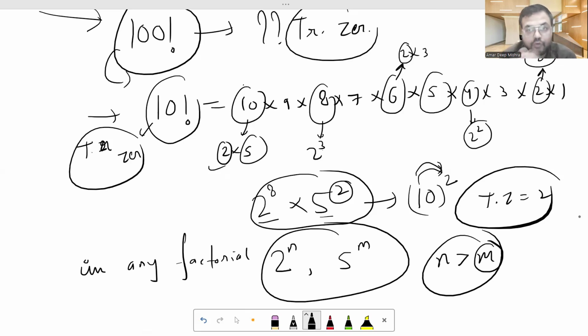Getting it? So we saved our time. We will not have to find out the power of 2 and 5 both. What we will have to do is we will have to only find out the power of 5.